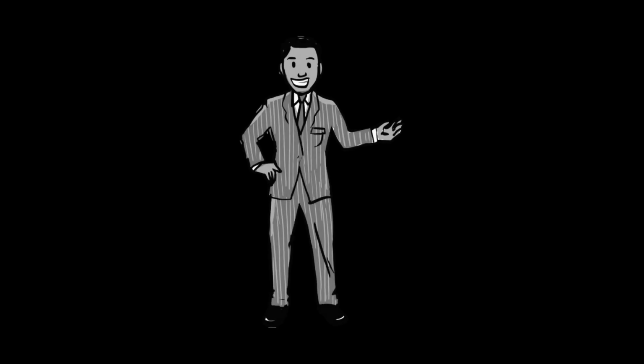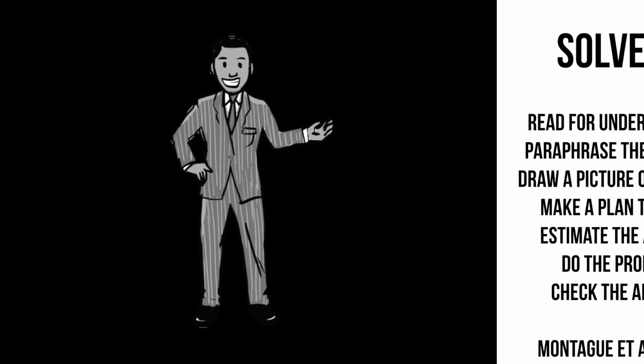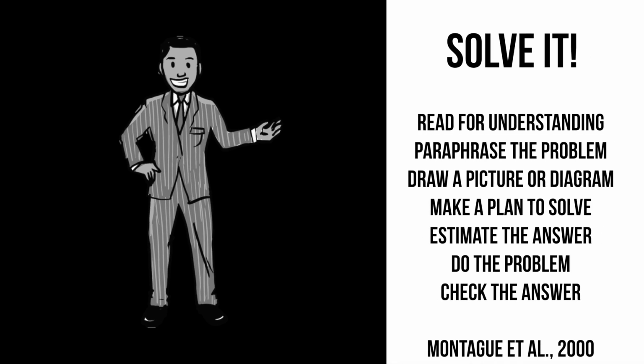One example of a cognitive strategy in mathematics is the solve-it method of problem solving. This requires the student to read a problem for understanding, paraphrase the problem into their own words, visualize a picture or diagram of the problem, make a plan to solve the problem, estimate the answer, do the arithmetic to solve, and then check it to make sure everything is right.